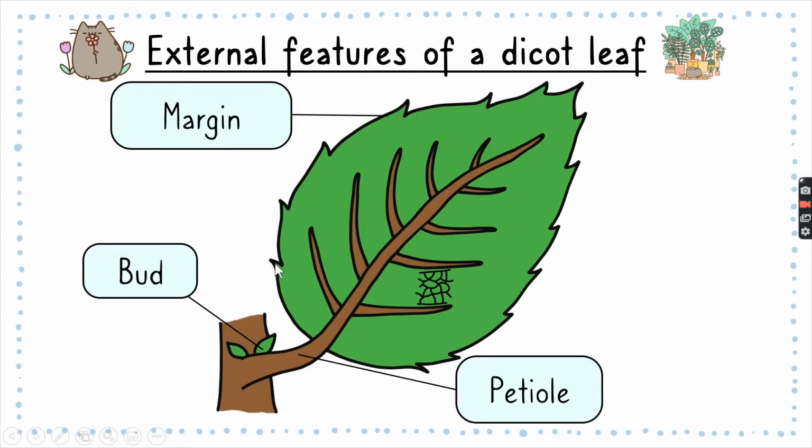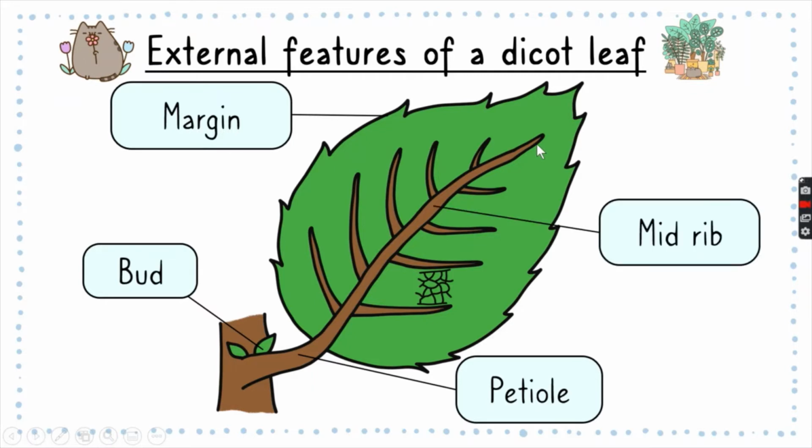So imagine a circle. You learn the shape of the circle in maths, and the circumference of the circle is what a margin is, basically the outline of a leaf. That is the margin. And here in the middle, the petiole is this part, but in the middle of the leaf, we call that the midrib.